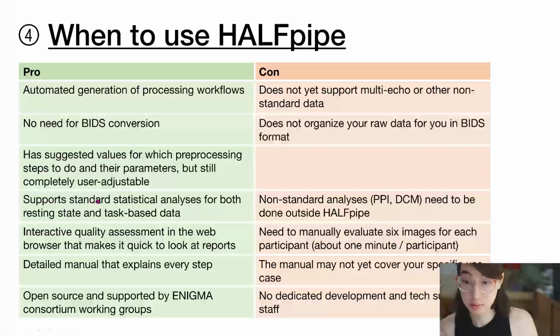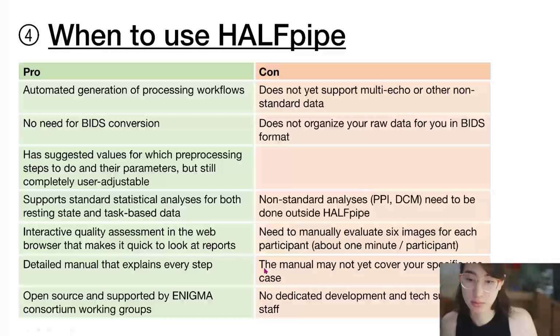So yeah, HALFpipe supports standard statistical analyses for both resting state and task-based data, but non-standard analyses, like, for example, psychophysiological interaction or dynamic causal modeling, you would still need to do yourself. So it doesn't really do that for you, right? If you have non-standard plans, HALFpipe can still get you close to that, but it can't do that.